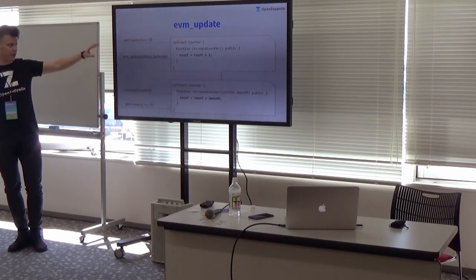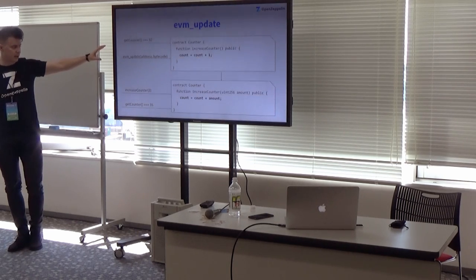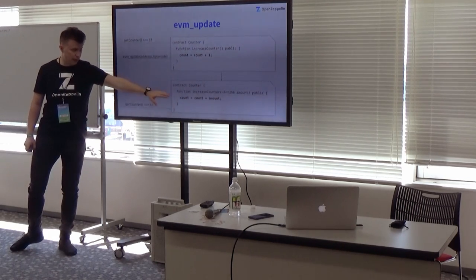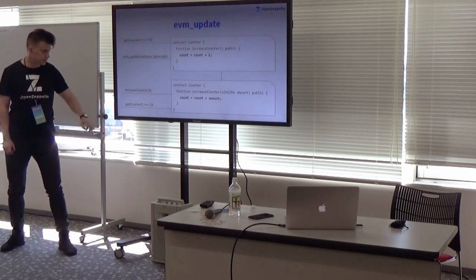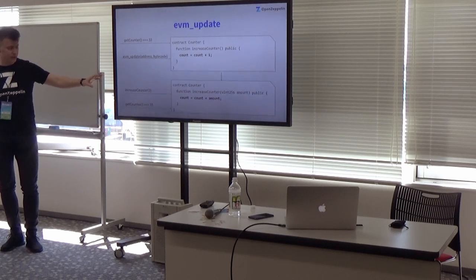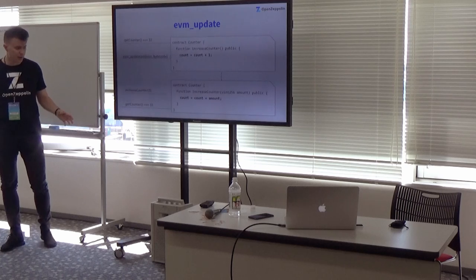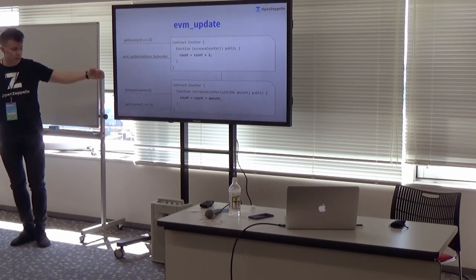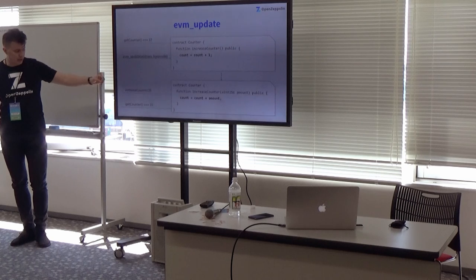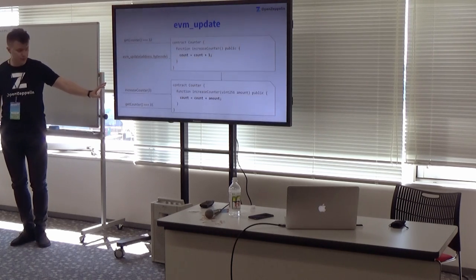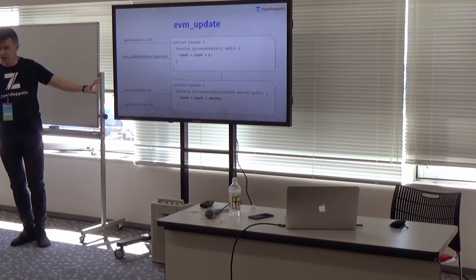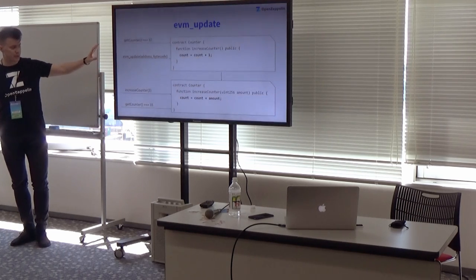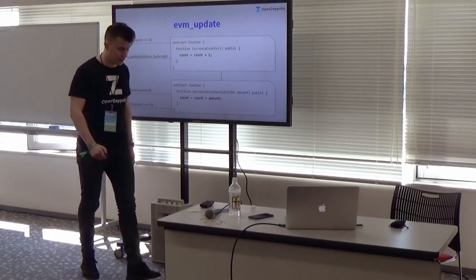And then we're going to call EVM update to update the smart contract with a new bytecode, bytecode allowing it to increase by any amount. And after that, we're going to call the increase counter method, increasing by 3, but this call is not going to fail because now our contract has a new implementation. After that we're going to call the get counter method, which returns the value 35.